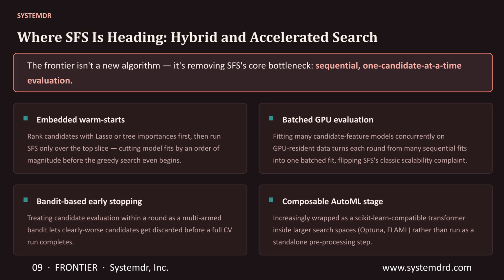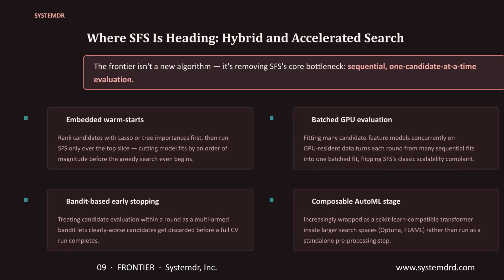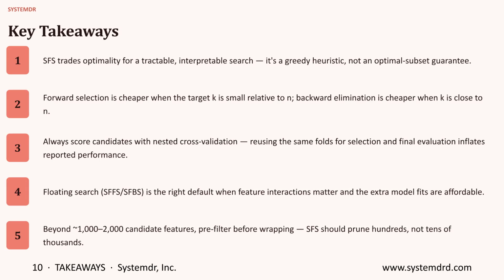And fourth, SFS is increasingly showing up not as a standalone pre-processing step, but as a composable, scikit-learn compatible stage inside larger AutoML search spaces, tools like Optuna or FLAML. That's a meaningful shift. Feature selection stops being something you do once up front and becomes one more thing the outer search loop can tune. Let's land the 5 things I actually want you to walk out with.